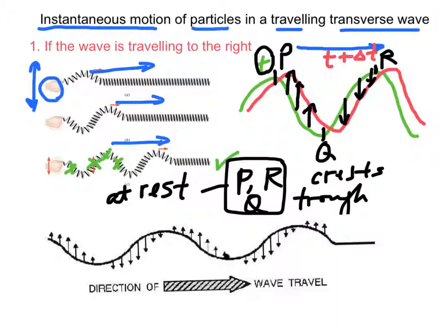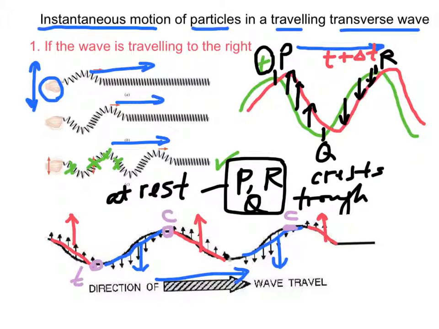As a conclusion, for a wave traveling to the right, if the wave is a transverse wave, then the particles with positive slope are moving downward, while the particles at the negative slope are moving upward. And the particles at the position of the crest or the trough are instantaneously at rest, or we say stationary.